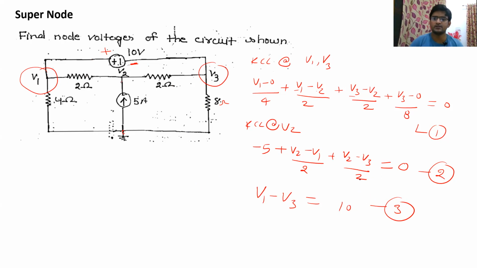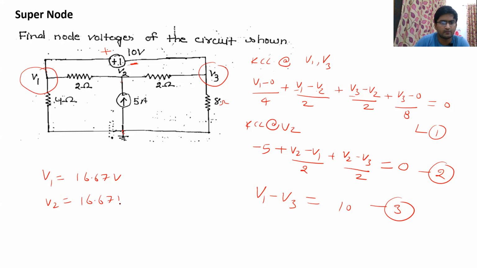Now from three equations and three variables, we can very easily calculate the value of V1, V2 and V3, and the values will be V1 is equal to 16.67 volt, V2 will also be 16.67 volt, and V3 will be 6.67 volt. So you can check these values at home later. So this is how we solve our super node technique.